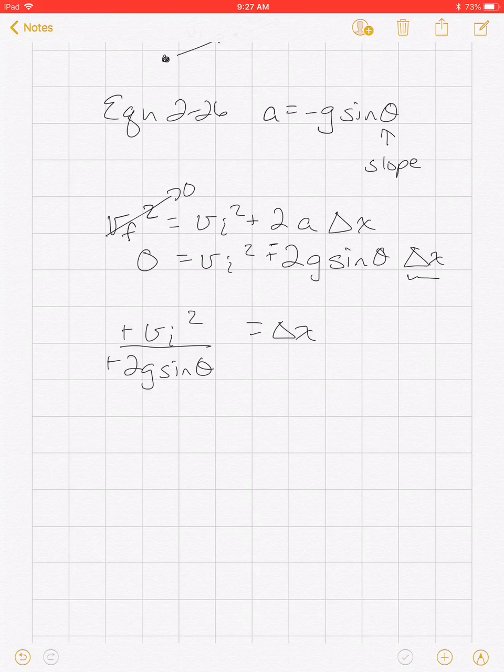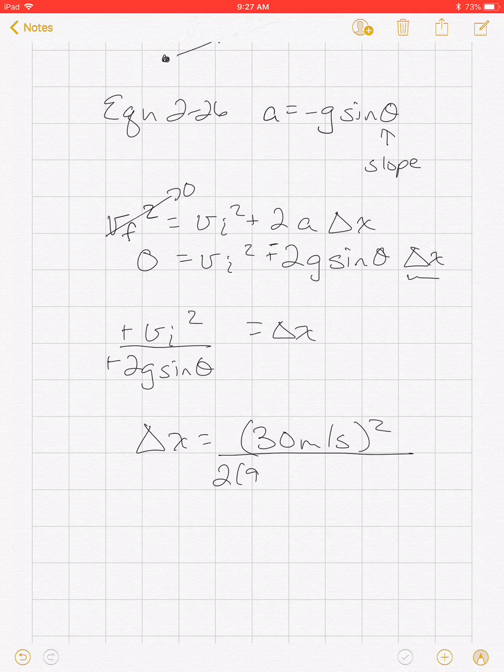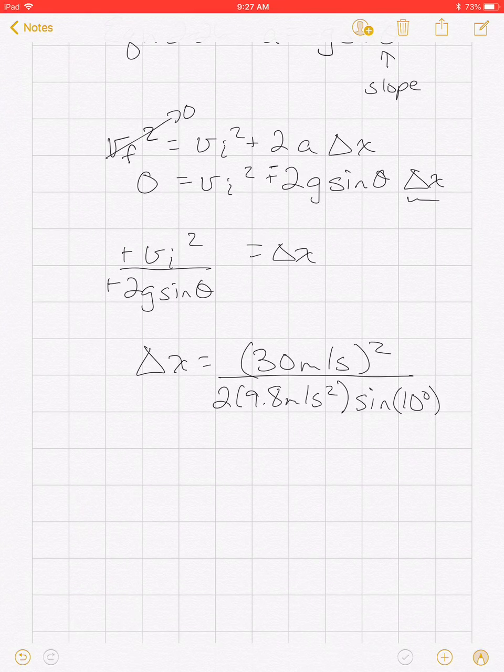So delta x is equal to 30 meters per second quantity squared over 2 times 9.8 meters per second squared times sine of 10 degrees. Okay, and when I plug all those numbers in, we should be getting something like 264 meters.